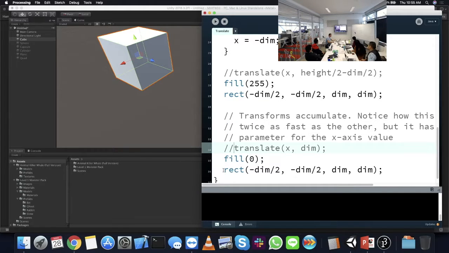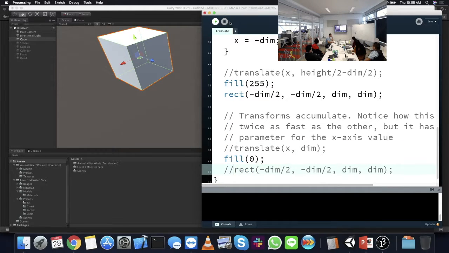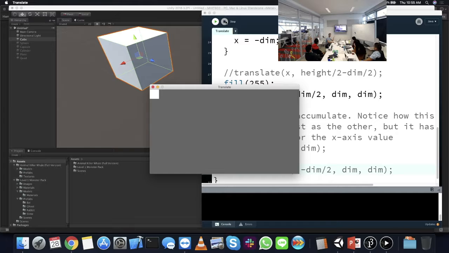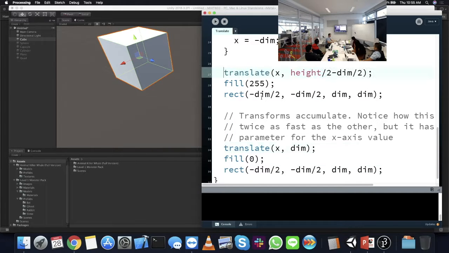they're not going anywhere. And in fact, if I comment out the black one, we'll see the white one sitting underneath it. So they are just being drawn in the same place on top of each other. And it's these translate functions which are moving them.